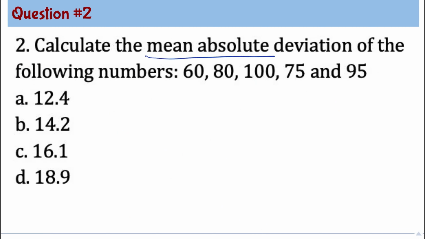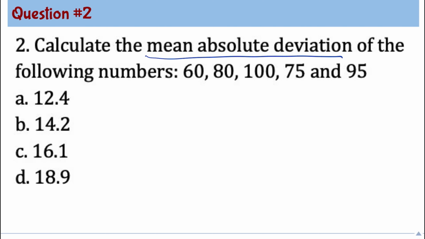Question number 2. Calculate the mean absolute deviation of the following numbers: 60, 80, 100, 75, and 95. So this type of question is either you know or you don't. So there's really no way to eliminate some of the choices.